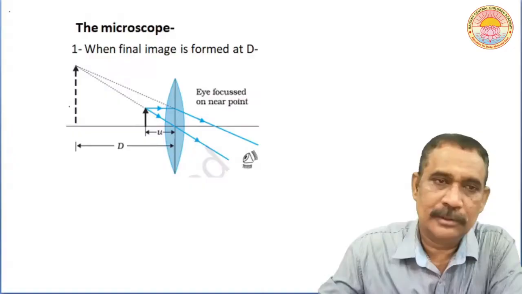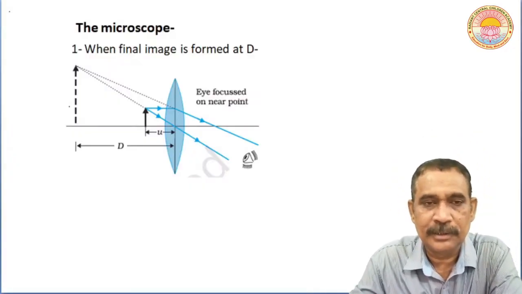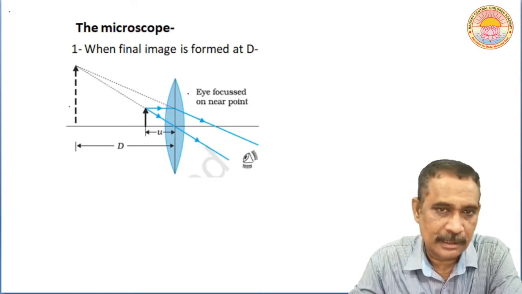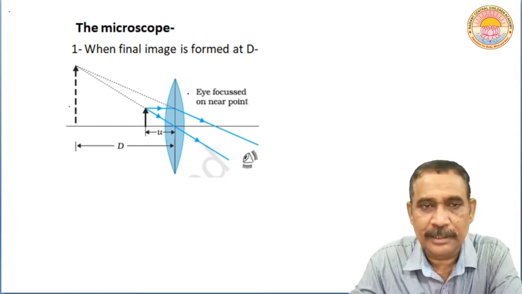Today I am going to explain the simple microscope. So what is a simple microscope? It consists of a convex lens of short focal length and it is also known as a magnifying glass. It is used to see the magnified image of a small object by keeping it nearby, and it is used in jewelry. Watchmakers also use this magnifying glass, and it is also used in reading books.